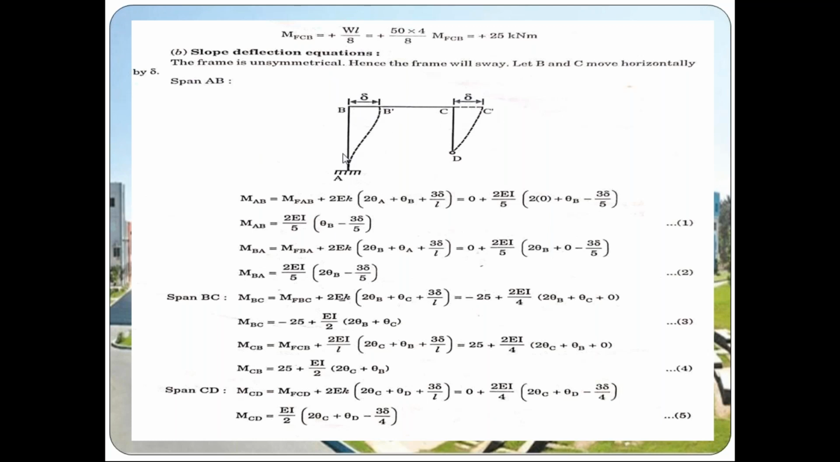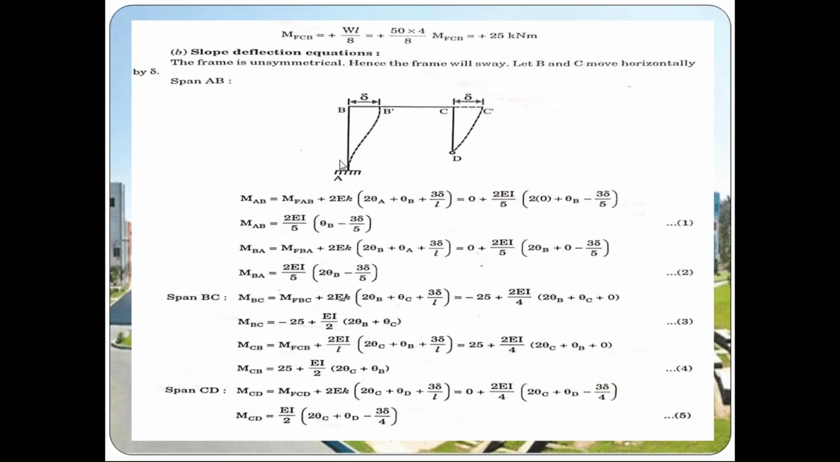In span AB, B only moves. Support A is fixed. Support A will not move. This lateral movement only will be termed as sway. What amount B moves, the same amount only C also moves. So delta is the movement. B moves to B dash, the amount of movement is delta. Similarly, C moves to C dash. Here also the amount of movement is delta. We don't know what the value is. We have to calculate that delta also.